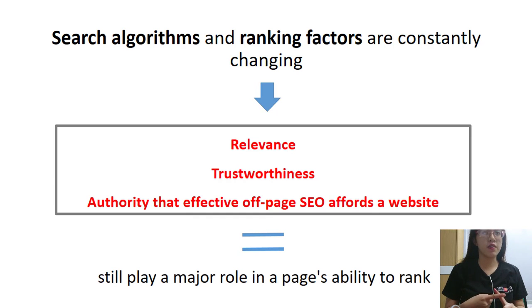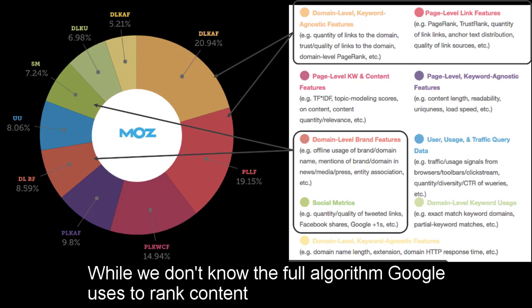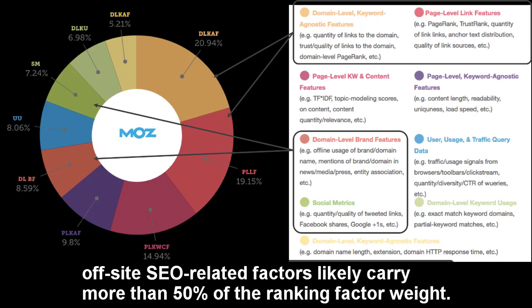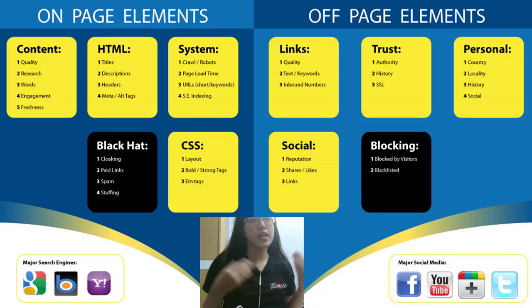While the search algorithm and ranking factors are constantly changing, the SEO community, which is relevant, trustworthy, and authoritative, agrees that effective off-page SEO affords a website a major role in the page's ability to rank. And while we don't know the full algorithm used to rank content, data from search engine ranking factor studies has shown that off-site SEO-related factors are likely to carry more than 50% of the ranking factor weight. The off-page element is first, the link.